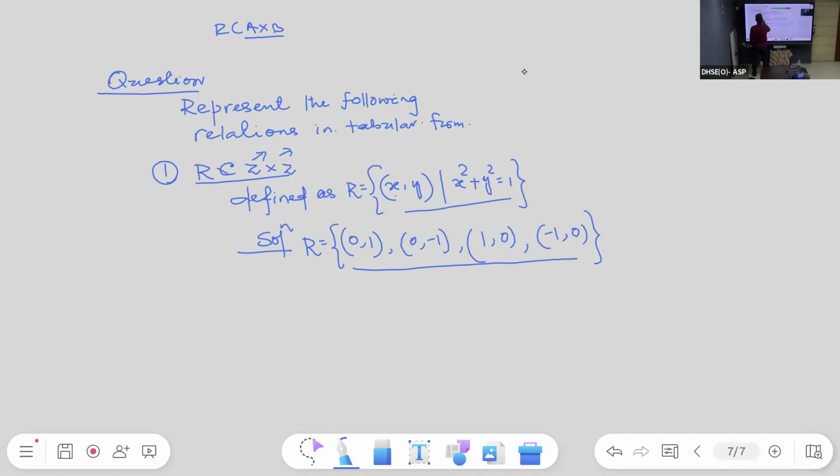R subset of Z cross Z means R is a relation from the set of integers to the set of integers, defined as R is the set of all ordered pairs (x, y) such that x square plus y square is equal to 1.